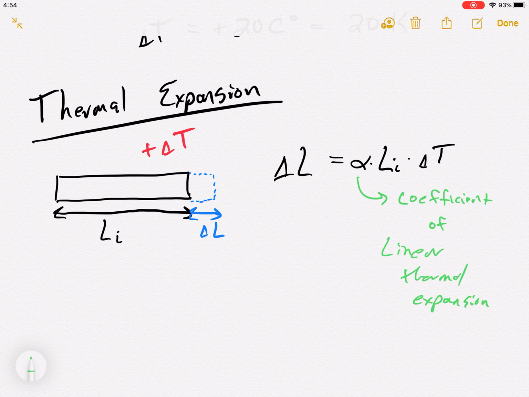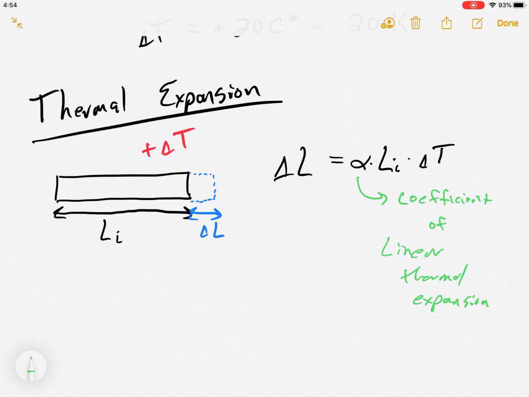So alpha, L initial, delta T. And alpha is something you would measure experimentally. So again, I said you could measure delta L as a function of delta T. You can plot that. You see it's a straight line. The slope of that line is going to be related to L initial and alpha. So you can get alpha out of that.